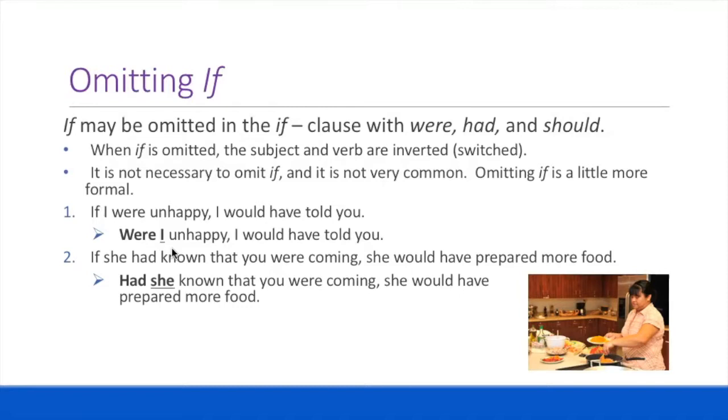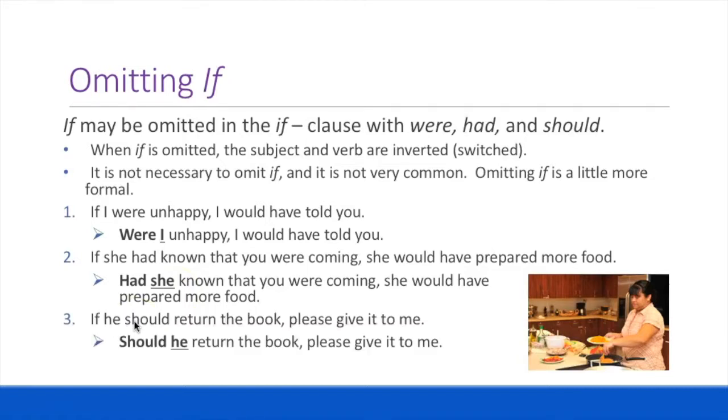If she had known that you were coming, she would have prepared more food. So we can omit if, and we switch the subject and the verb. So had she known that you were coming, she would have prepared more food. So the sentence has the same meaning.